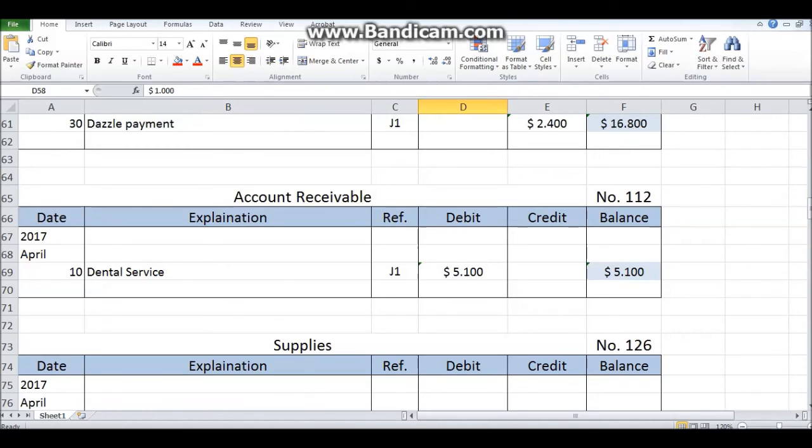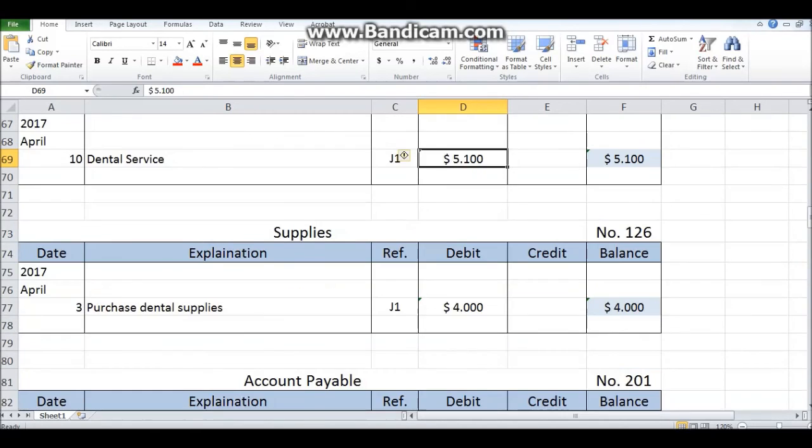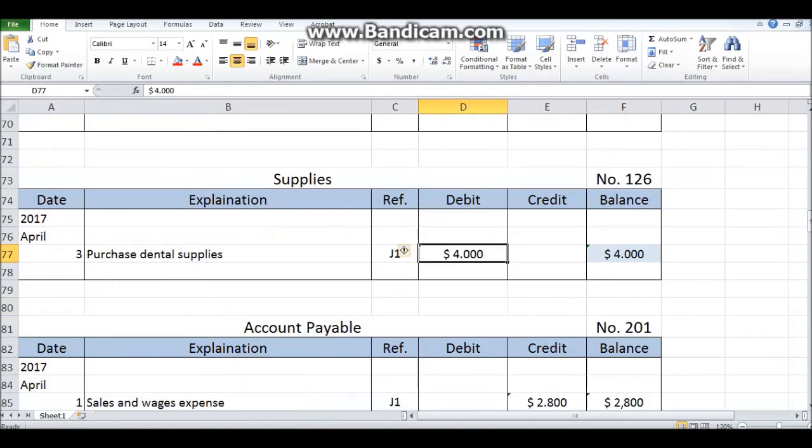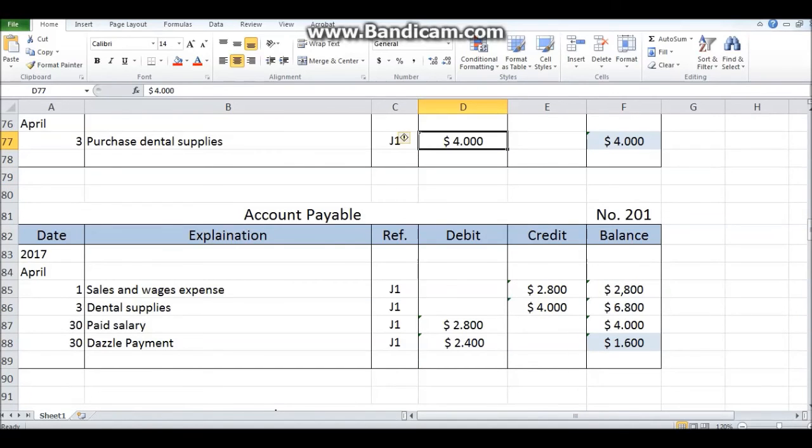Next one is account receivable. That's where you get the dental service for 5,100, because the customer hasn't paid yet. Supplies, you have 4,000 on the 3rd of April. Account payable, you have plenty.